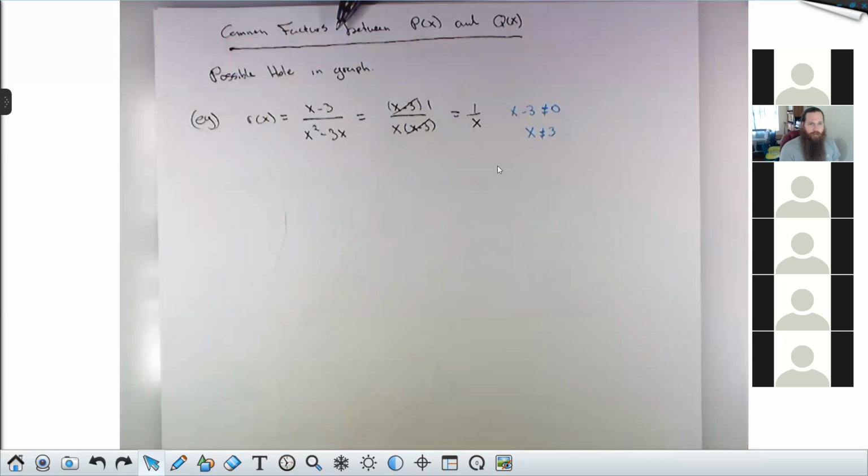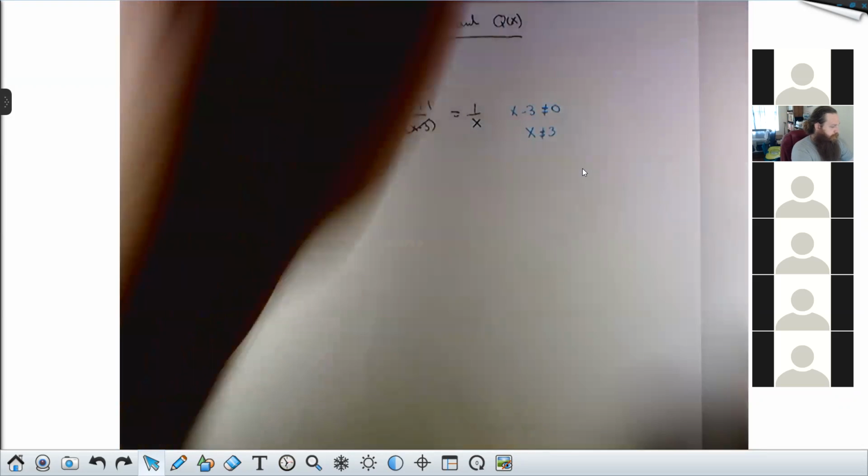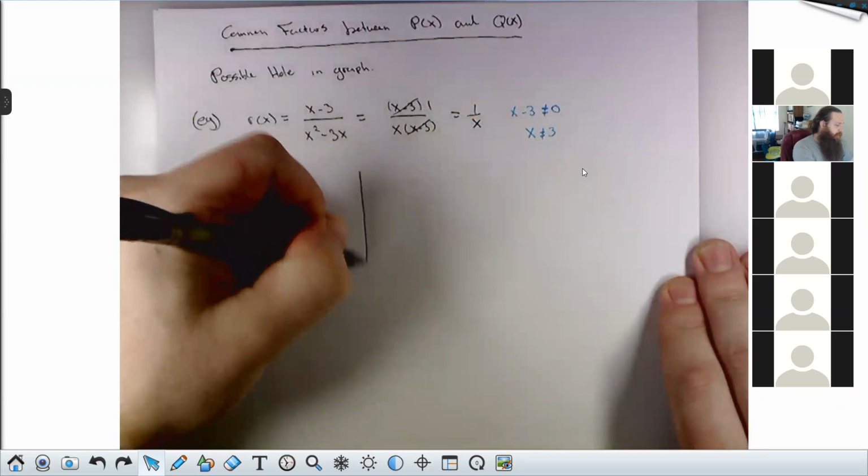What this means is that the graph of my function r of x here looks just like 1 over x, except it's got a hole at x equals 3. And we know what 1 over x looks like.